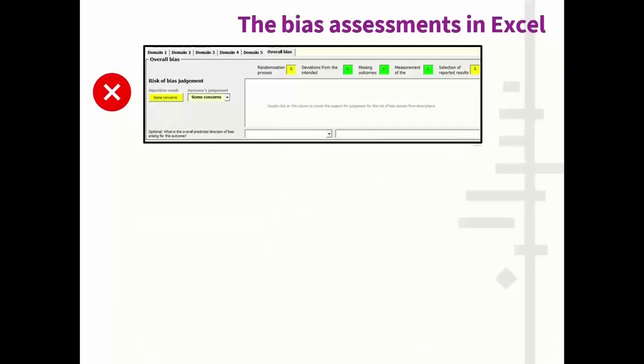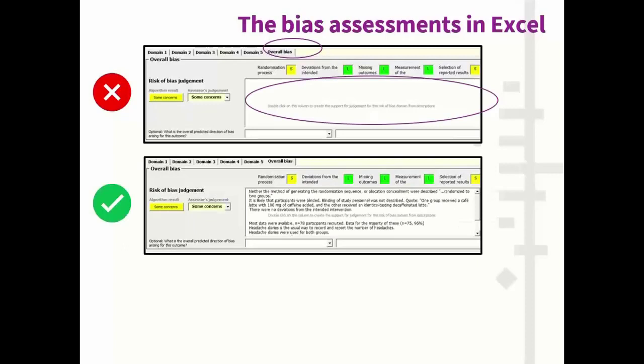RoB2 also gives us judgment for overall bias. Again, we've got the input screen here, and we're on the overall bias tab. So in this sheet, you can see that no reason for the overall bias has been given. What we'd prefer to see is the reason for the judgment provided. So again, if you double click in that window, this in the Excel tool will auto-populate it with all of the reasons from each of the individual domains.